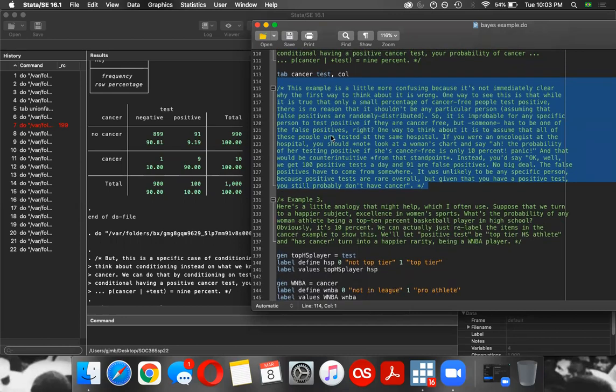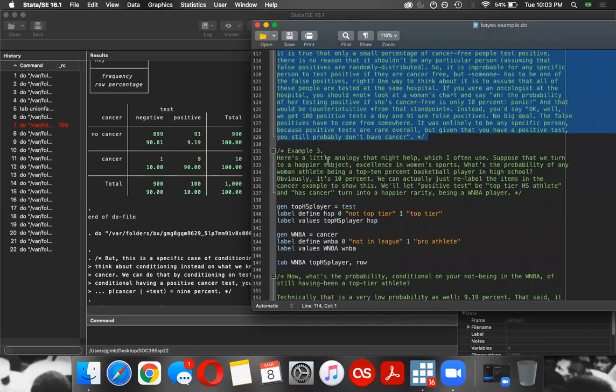Here's an analogy that I often use that might help. So let's turn to a happier subject. Let's turn to the subject of excellence in women's sports. And let's figure out the probability of any woman athlete being a top 10% basketball player in high school. Well, that's pretty easy to figure out. It's 10%, obviously, by definition.